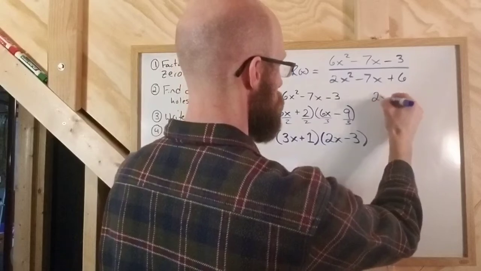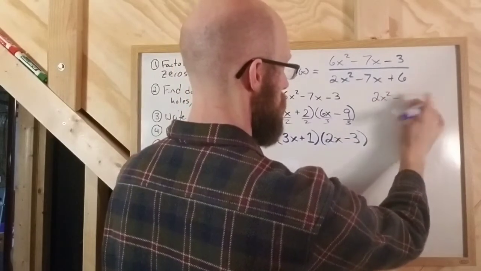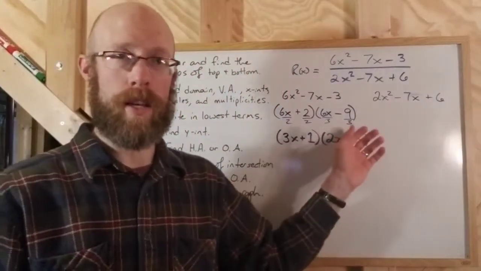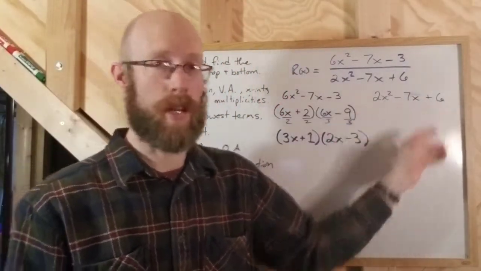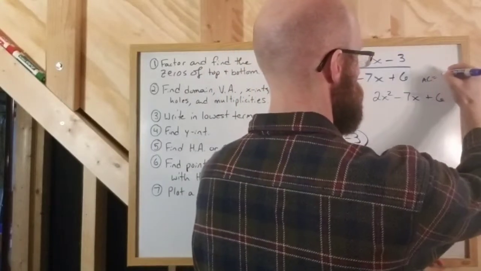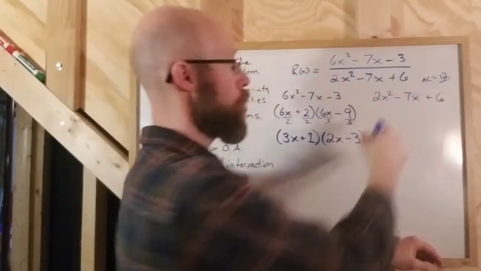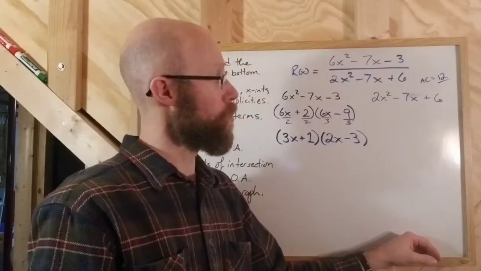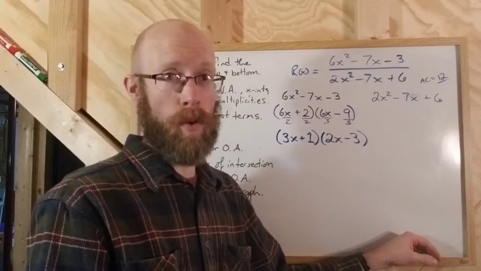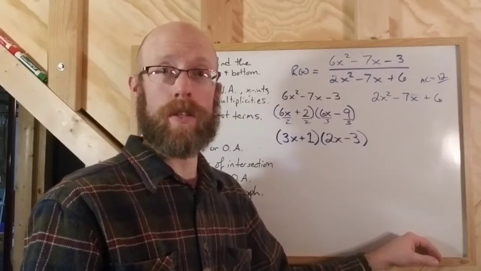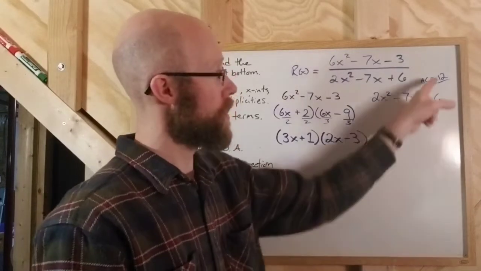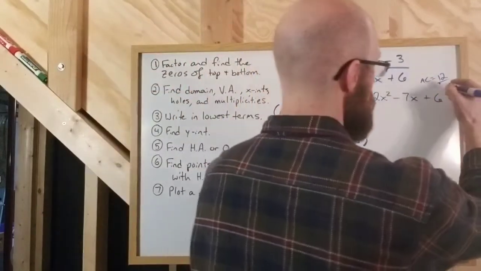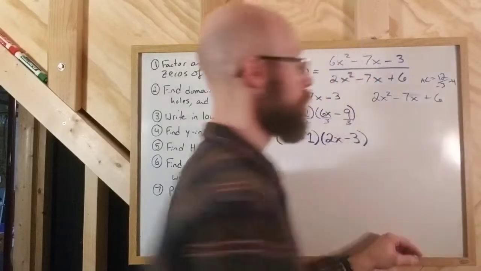And so I have 2x squared minus 7x plus 6. Again, our AC, leading coefficient times constant, is going to be 12. Factors of 12 that add up to negative 7. Well, our options are 1 and 12, 2 and 6, 3 and 4. Well, 3 and 4 is the obvious choice. They both have to be negative in order to make a product that's positive and a sum that's negative. Okay, so negative 3 and negative 4 will work.